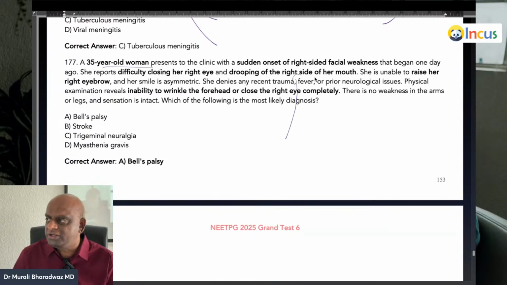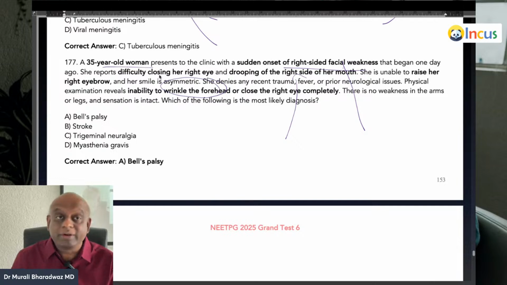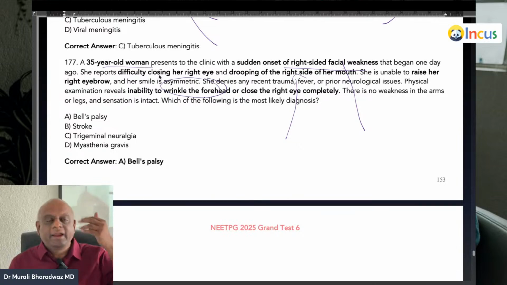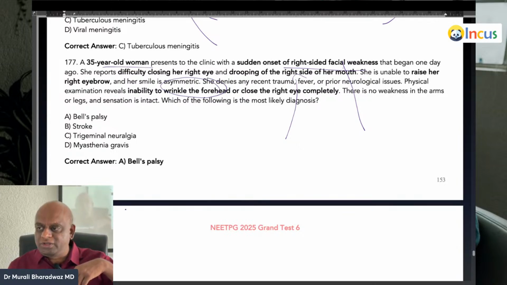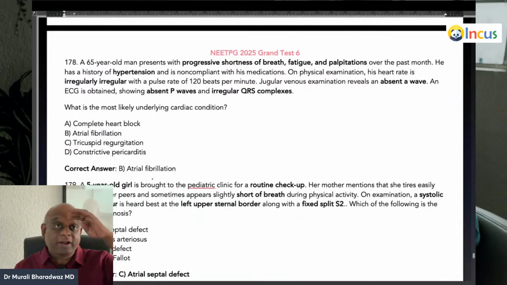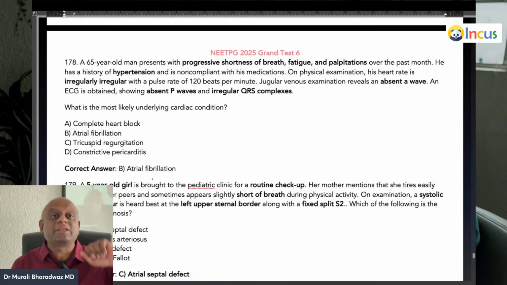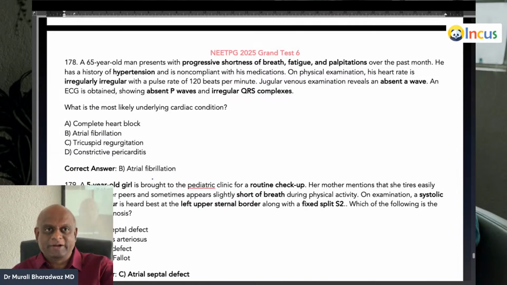A 35-year-old woman with sudden onset of right-sided facial weakness. Inability to wrinkle the forehead means it is lower motor neuron type of facial nerve palsy, which is Bell's palsy. Forehead sparing will be there in upper motor neuron type of facial palsy, which occurs in stroke patients.